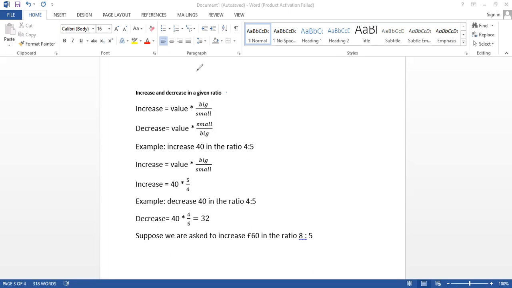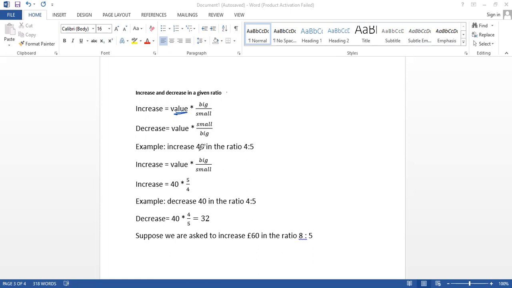The simple formula for this is that if you want to calculate increase, you will take the value that you're supposed to increase and multiply it by the big value in the ratio divided by the small. And if you want to decrease it, then you're going to take the small in the numerator and big in the denominator. Now, what do we mean by this?